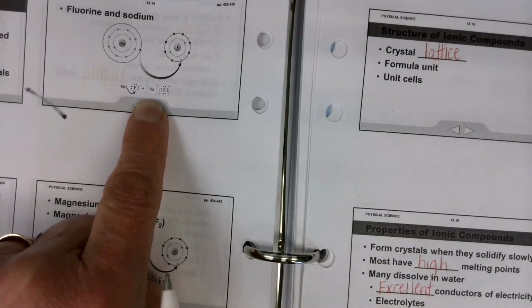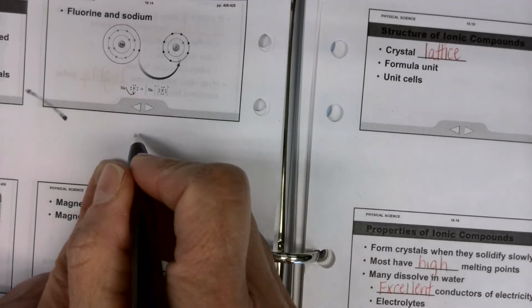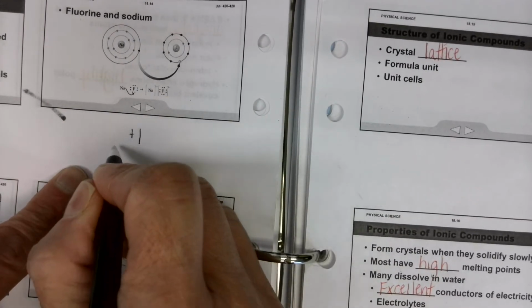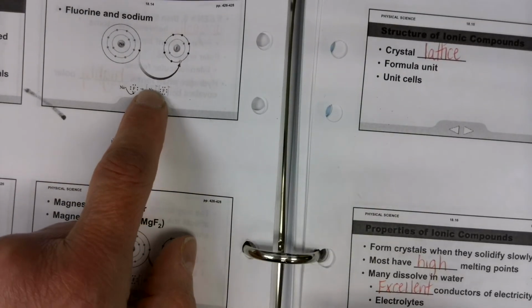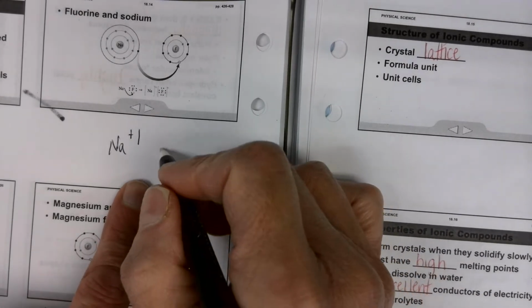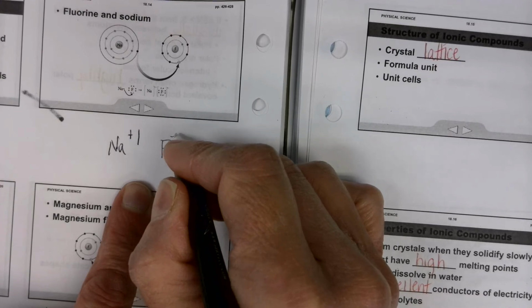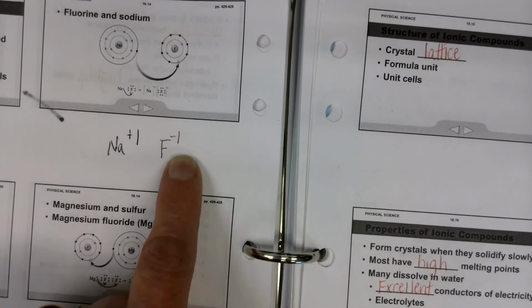That's going to make sodium have one less. I don't know if you can see it, but if it has one less electron, that makes sodium a +1. So that's what that says. Fluorine, on the other hand, is going to be neutral, but if it takes on one extra electron, now it's going to have one extra negative charge.